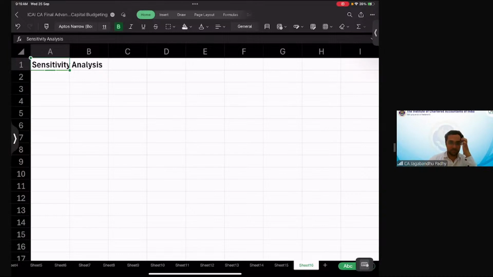Sensitivity analysis. Have you heard this term sensitivity, guys? Anytime? In real life scenario, not in your studies or in your subjects. Sensitivity. Have you ever heard of this term? Sensitivity is what? We say that a particular person is very sensitive, right? We say it generally, right?